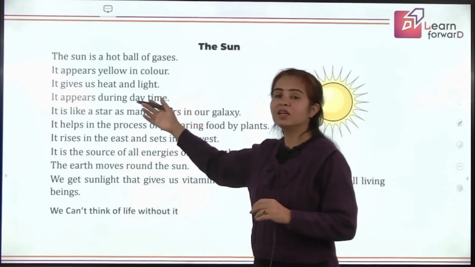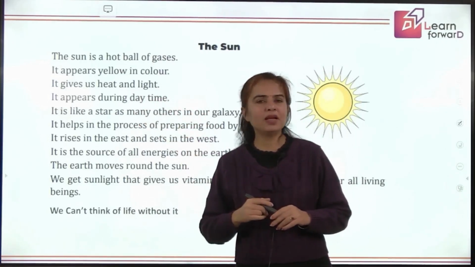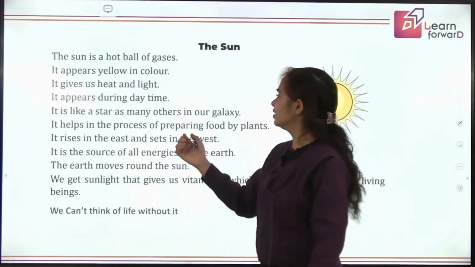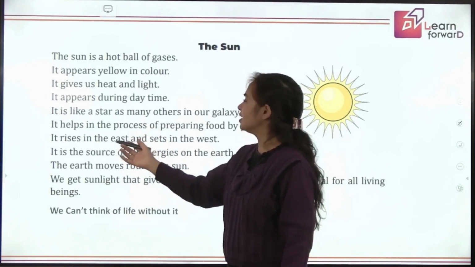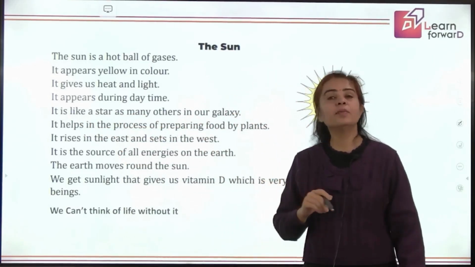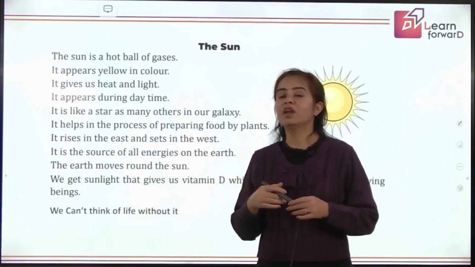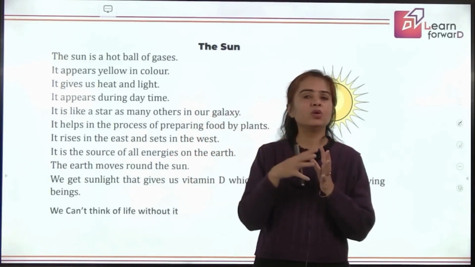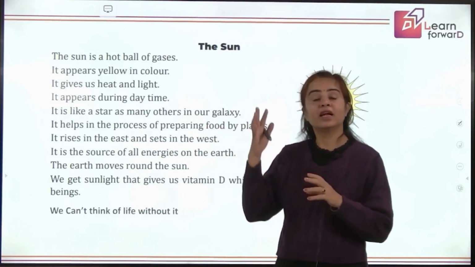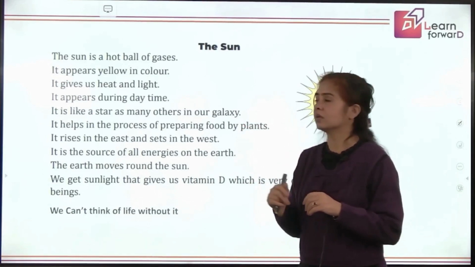Then what does it give us? It gives us heat and light. And when does it appear? It appears during the daytime. You can say it rises in the east and it sets in the west. Yes, it's already there. It is like a star, as there are many other stars in our galaxy also. So it is also like one of them. But you know, because it is very close to the earth, so that's why we feel its heat and light. And that is the source of energy, source of life on earth.